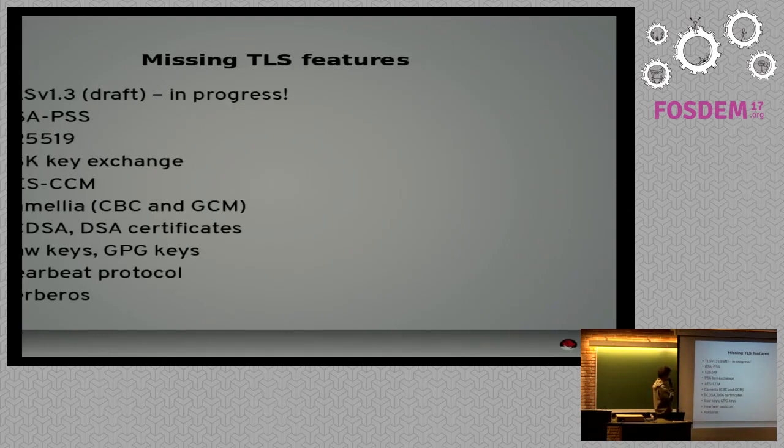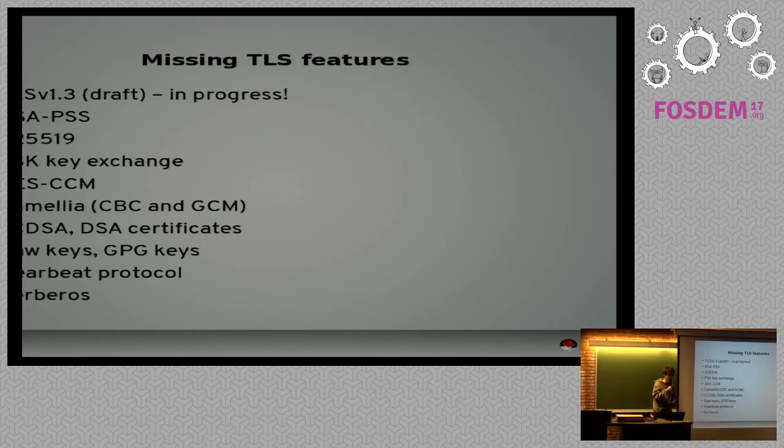Unfortunately, most of the stuff is in progress. We are missing support for TLS 1.3. We have just parts of it. We are also working on RSA-PSS and X25519. This will probably come in the next 2 months or something like that. We don't have support for PSK, Camellia ciphers, and one of the big things is that we don't have support for ECDSA keys, unfortunately. The upside is that currently something like 90% of the internet uses RSA keys, so it's not such a hurry to support it.